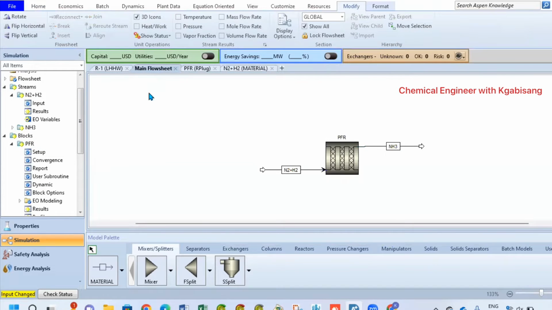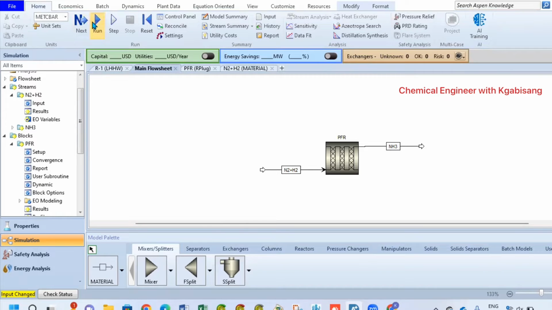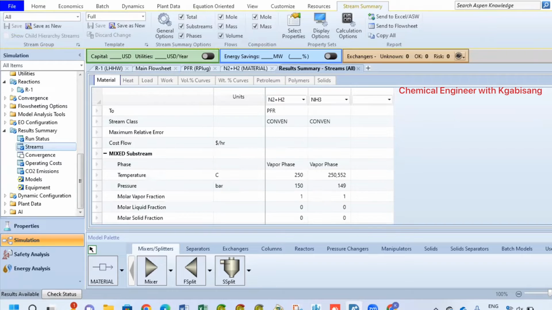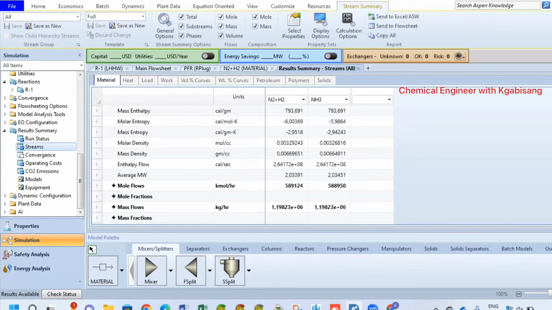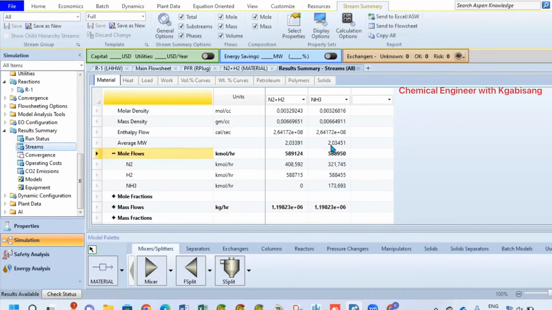After you run everything, you should get your results on Aspen HYSYS. There was some conversion there for me, but I wasn't entirely happy. As you can see in my feed stream, there was zero ammonia, but after the reaction took place with the aid of a catalyst, we had some ammonia starting to form within our product stream.